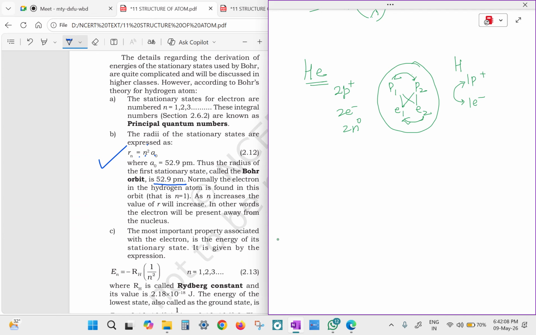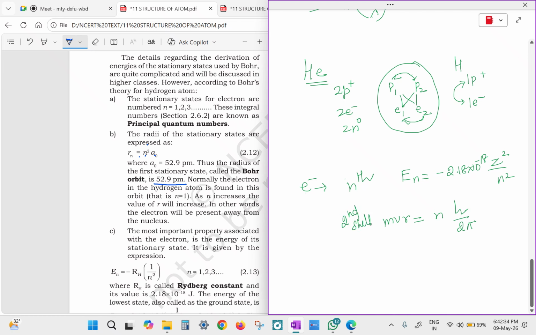Okay, just to summarize, if I know the electron is located in the nth shell, then I can calculate the electron's energy from minus 2.18 into 10 to the power minus 18 Z square by n square. I can calculate the angular momentum with it, which is n times h upon 2 pi. So supposing the electron belongs to the second shell, then what is the angular momentum? It will be 2 times h upon 2 pi.